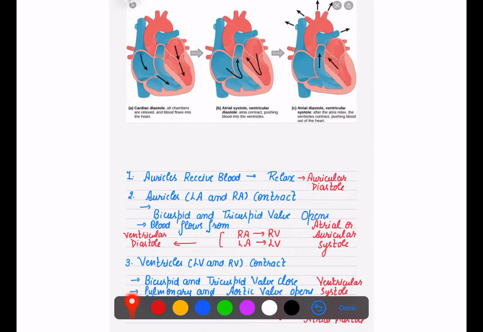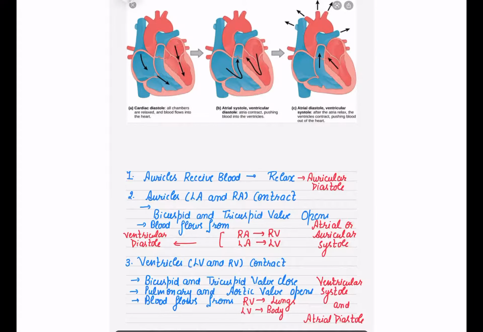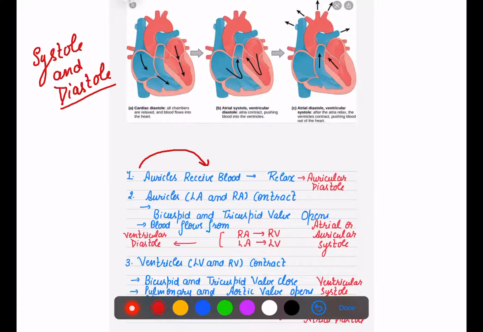Now the next topic we have to discuss here is systole and diastole, because if we do not discuss systole and diastole, we will not be able to understand what blood pressure is. Now just try to understand here when the auricles receive blood.